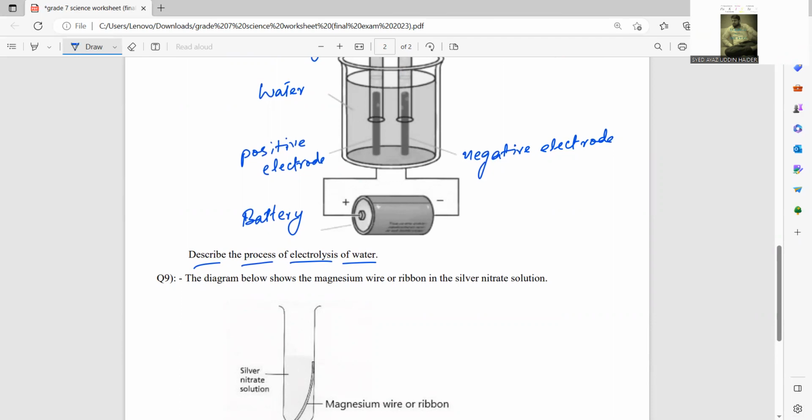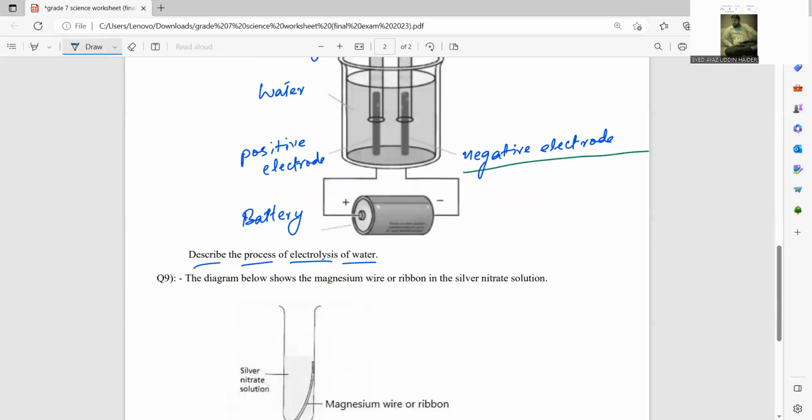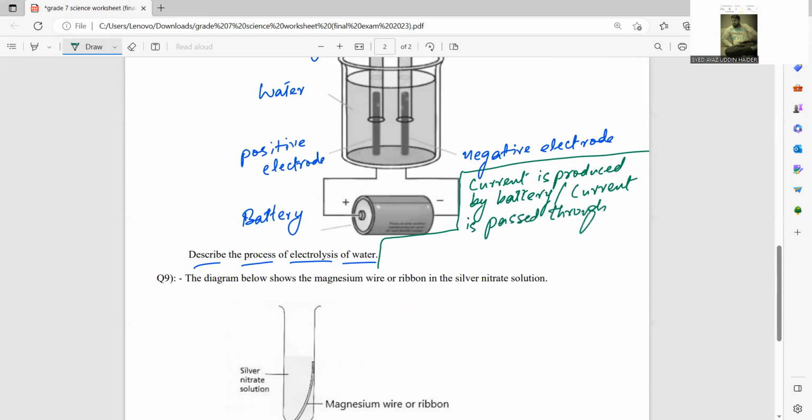So you can write these statements. Current is produced by battery. Current is passed through water.